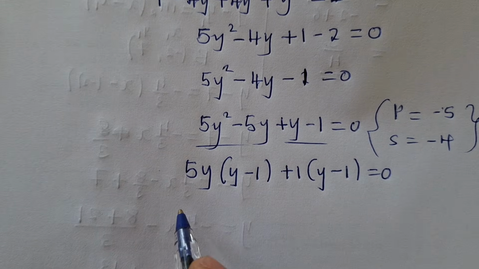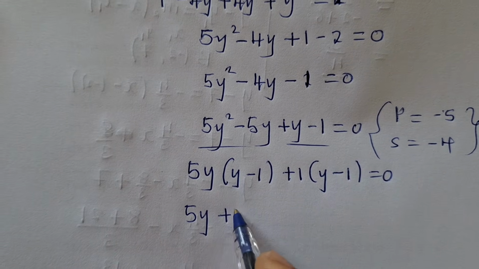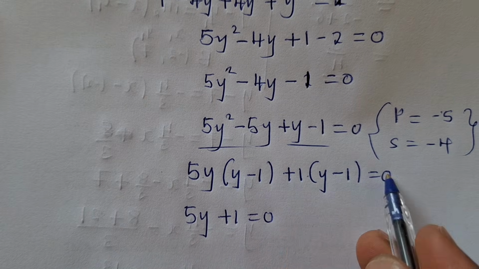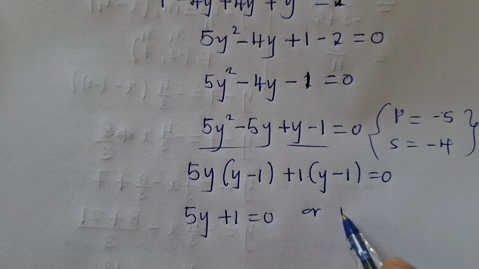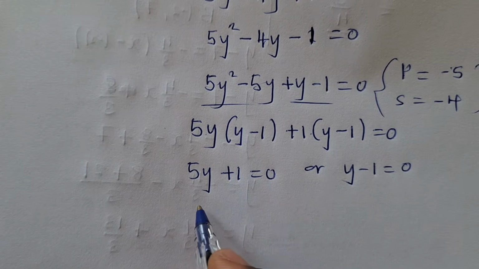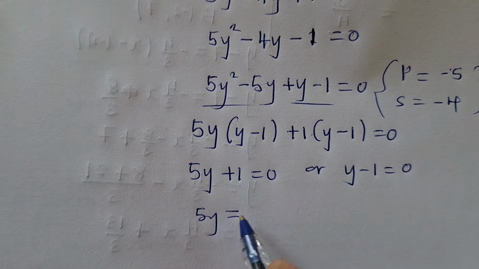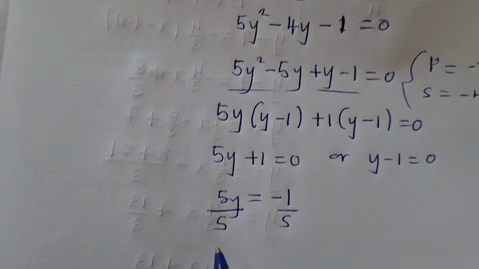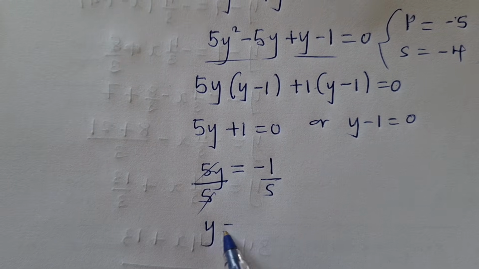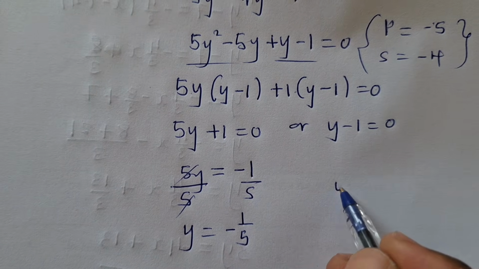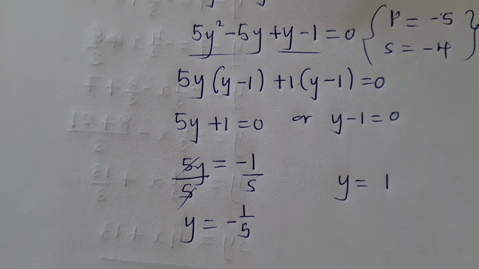So we shall say 5y plus 1 is equal to 0, and then or y minus 1 is equal to 0. So we can say 5y is equal to negative 1. Divide by 5. So the value of y will be equal to negative 1 over 5. The other value of y will be equal to 1.